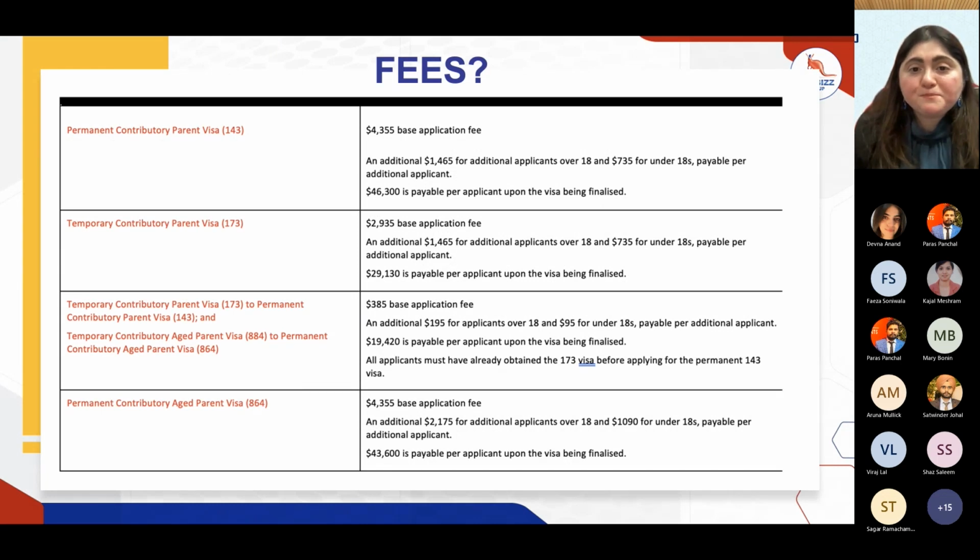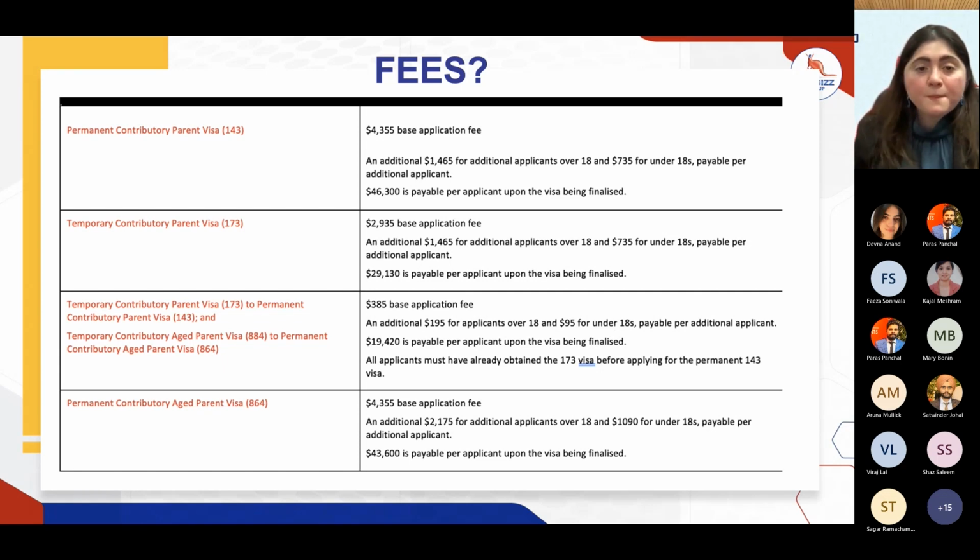Okay, the fees. Now, this is a very important chart. I'm going to spend some time on this, the fees that you need to pay to the department. There are different fee structures for the parent visas, for the contributory and non-contributory parent visa, and the aged parent visa as well, and the normal parent visa.